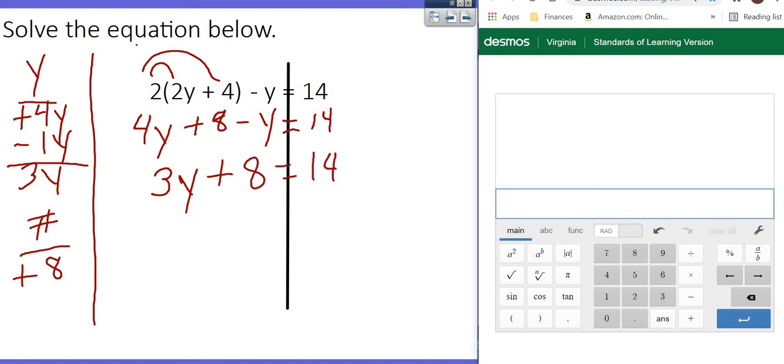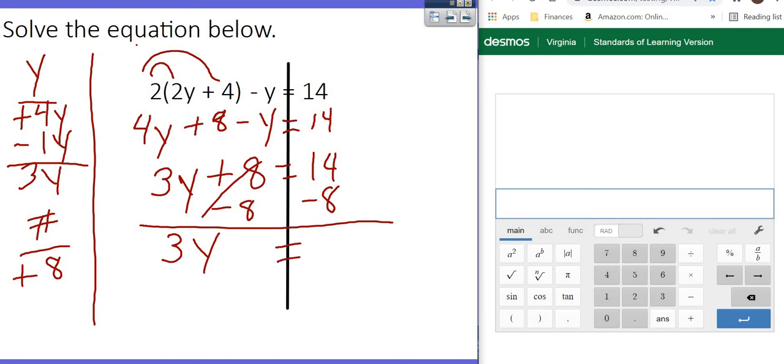Now we're going to solve just like we would anything else. We're going to cover up the 3y because that's the variable. We've got to get rid of that plus 8 by subtracting on each side. 3y comes down. And I'm going to come over here and do 14 minus 8. That gives me 6.